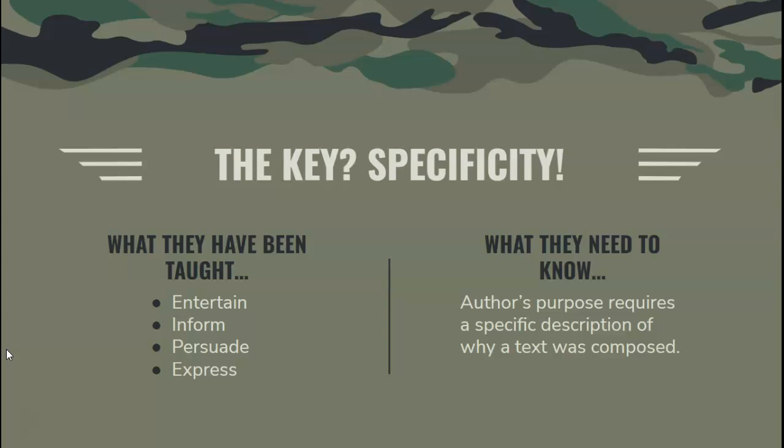The catch is we really need students in 6th grade and moving on into secondary to know that author's purpose requires a specific description of why the text was composed. It's not enough to just say it's composed to inform. We want to say it's composed to inform the reader about serious issues going on in another country. It was composed to persuade the reader to vote for a certain cause or a certain candidate.